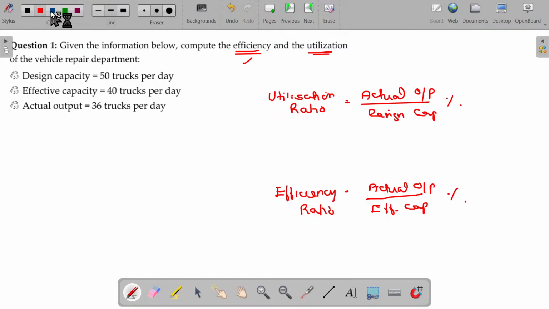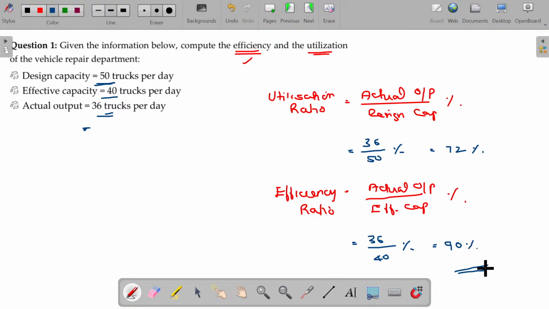in percentage. Design capacity 50, actual 36, so 36 divided by 50 gives 72%. Here, actual being 36 and effective being 40, this value is 90%.